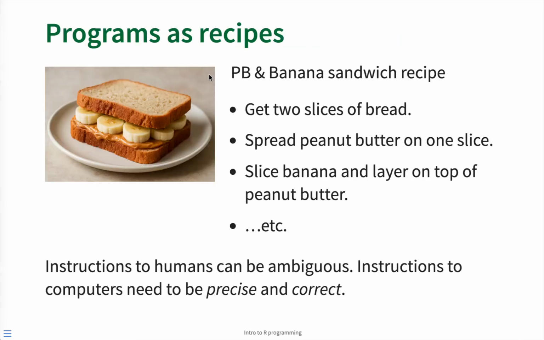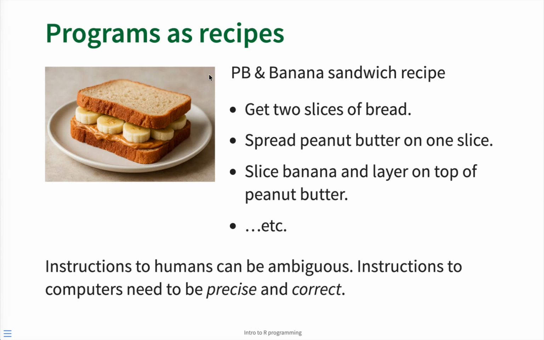It's helpful to think of computer programs as similar to cooking recipes. For example, you might have a recipe for a peanut butter and banana sandwich, and you might say, if you wanted to be quite verbose, first get 2 slices of bread, then spread peanut butter on 1 slice, then slice the banana and layer on top of the peanut butter, etc. Right? And you might say, well, this is sort of excessive information for a human being to create a peanut butter and banana sandwich. Maybe you could just tell most people to make a peanut butter and banana sandwich and they'd figure it out by themselves.